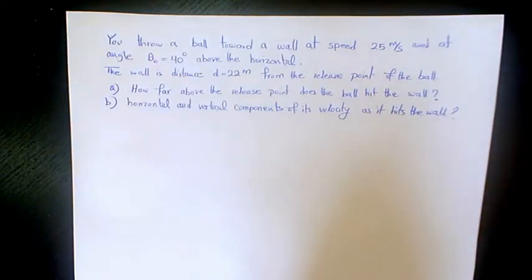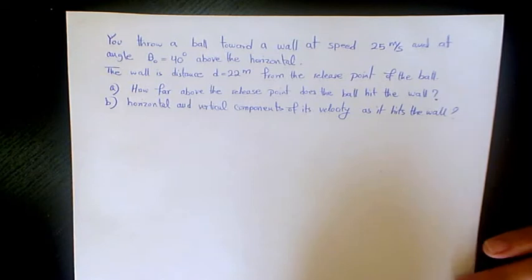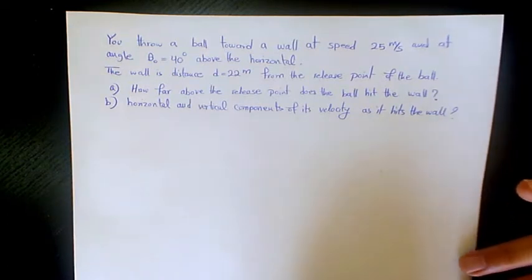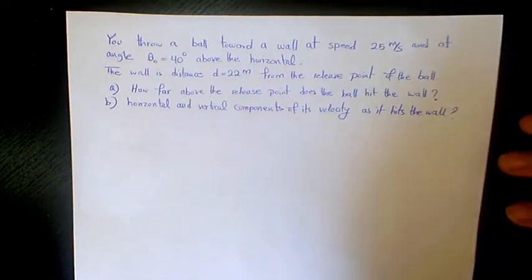Welcome to another video. In this video I want to continue solving some questions regarding projectile motion. So the question I have here is, you throw a ball toward the wall at a speed of 25 meters per second and at an angle of 40 degrees above the horizontal. The wall is distance d equals 22 meters from the release point of the ball. How far above the release point does the ball hit the wall? And what are the horizontal and vertical components of the velocity when it hits the wall?